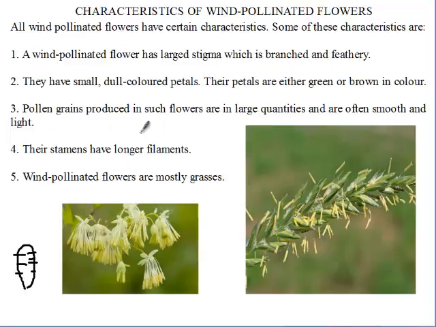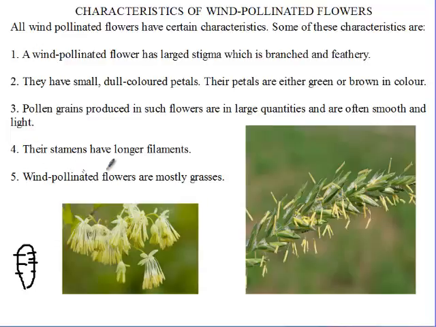They also produce pollen in large quantities, and the grains are often smooth and light. Smooth and light because they need to be carried by the wind much more easily. Large quantities because the more pollen there is in the wind, the greater the chance of one finding a stigma so that pollination can take place.